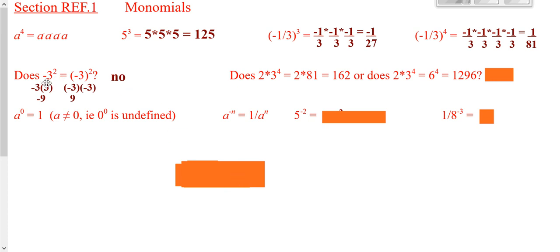However, if you want this on the right, but you type in what you have on the left on your calculator, you will get the wrong answer. So just be aware of that.